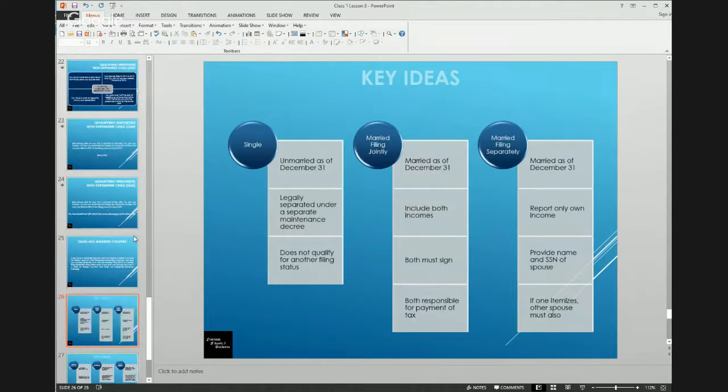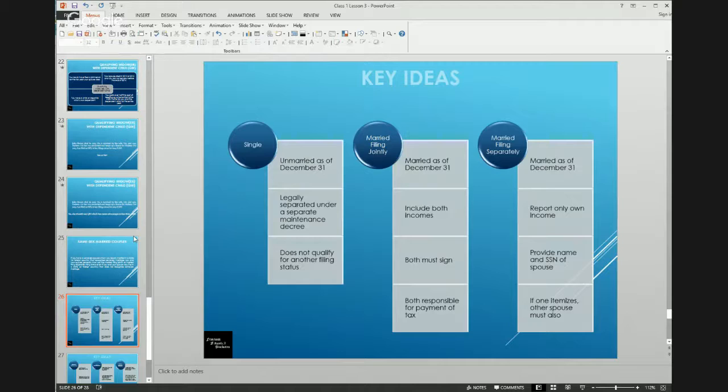So here are the filing statuses in summary again. Single: you need to be unmarried as of December 31st, legally separated or under a separate maintenance decree, and you cannot use another filing status. So if none of the other filing statuses meet your current description, then the default would be single.